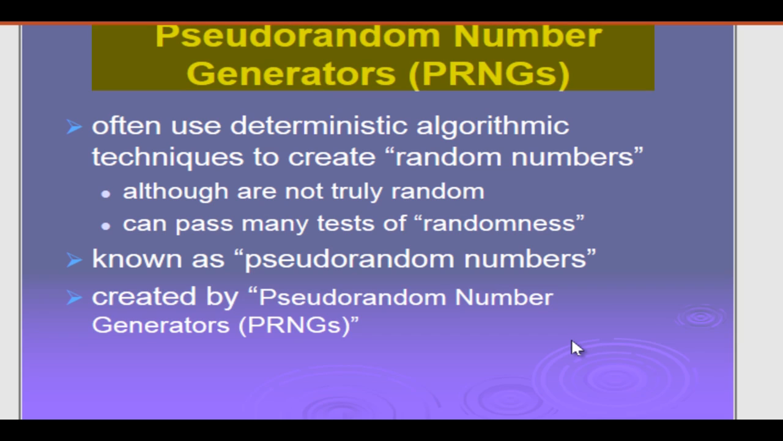And the next concept, pseudo random number generators. These random numbers are generated by deterministic algorithmic techniques. You use some algorithmic techniques to create these random numbers. Although they are not truly random, not exactly random, they have to pass many tests of randomness. Such numbers are created by pseudo random number generators. These generators will create the random numbers.